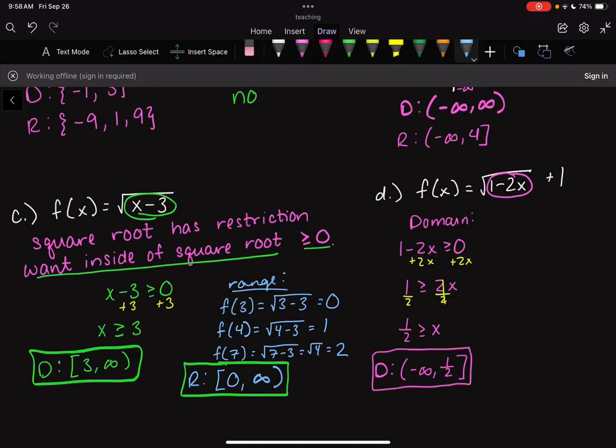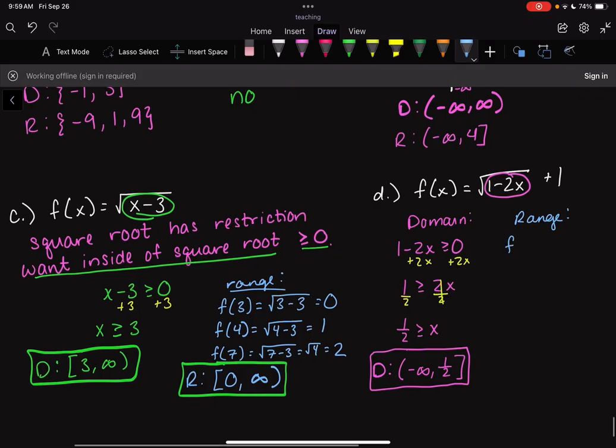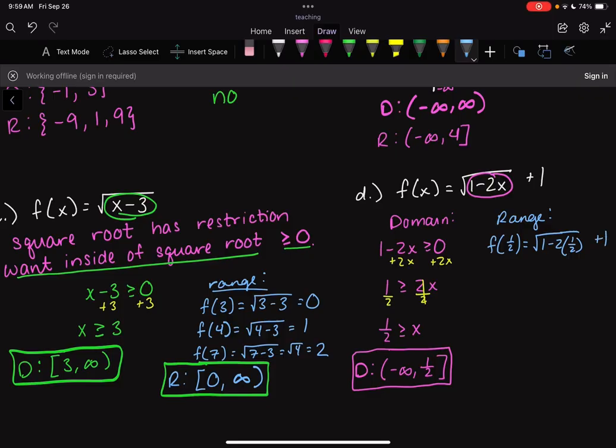Now for my range, this one's kind of interesting because we're going like the opposite way. So I still want to plug in for this one, my biggest value I can plug in is 1/2. So let's see what happens when I plug in 1/2. I get square root of 1 minus 2 times 1/2. I run out of space. And then I'll have to add 1. You'll notice that that plus 1 did not matter at all for the domain. It doesn't matter if there had been a number out here either. Wouldn't have done a thing. All we cared about for domain is in the root.